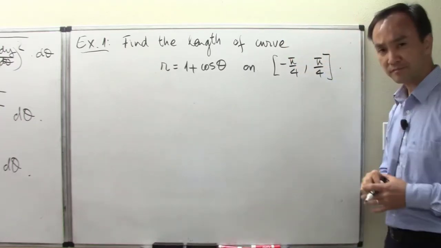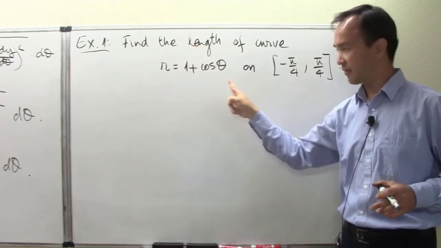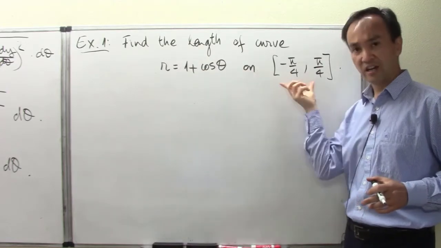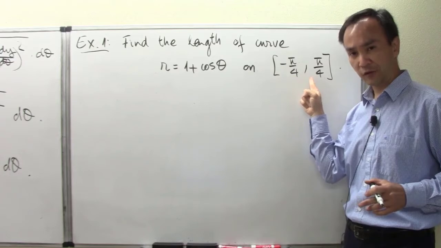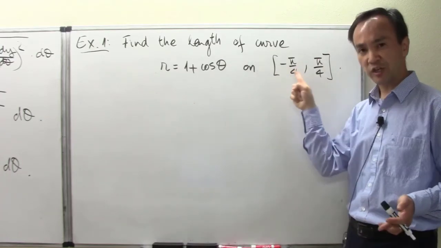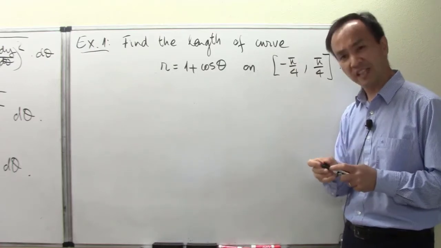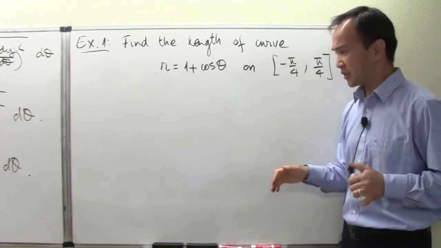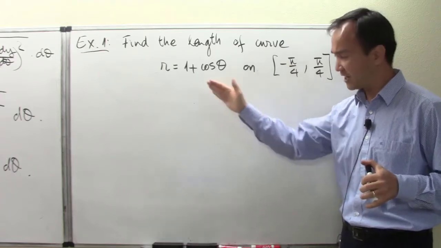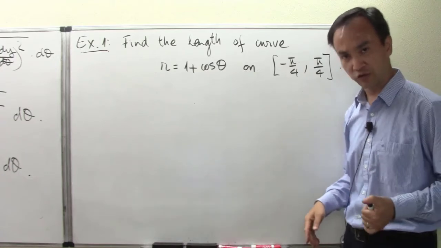So we want to find the length of this polar curve over that interval from minus pi over 4 to pi over 4. It's not the full curve, it's just the curve restricted to this interval of angle change. So let's have a picture of that. I won't have enough space to draw the actual picture here, so allow me to swing over to Desmos to show the picture.